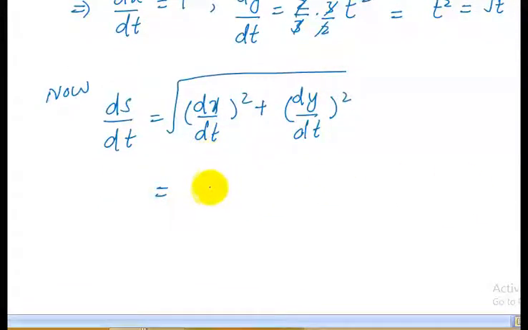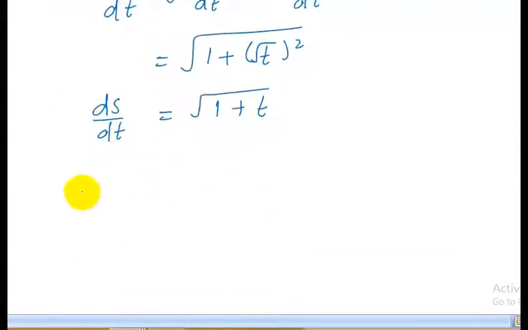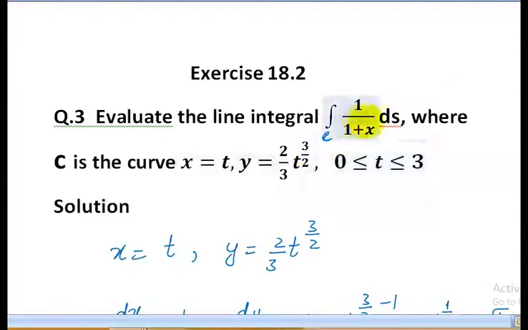It becomes 1 plus under the root t whole square, whole under the root, and this is equal to 1 plus under the root t. This is the value of ds upon dt, which implies ds is equal to 1 plus under the root t dt. Now we have found ds. Now we evaluate this line integral.